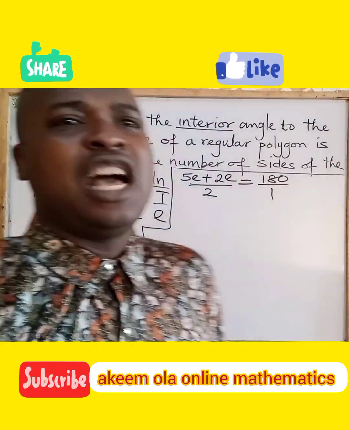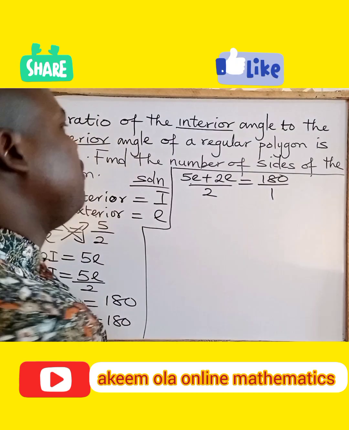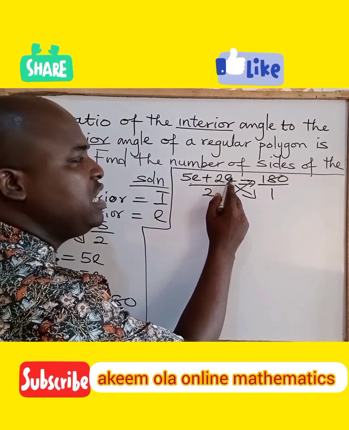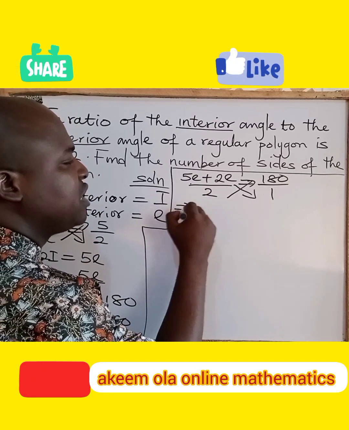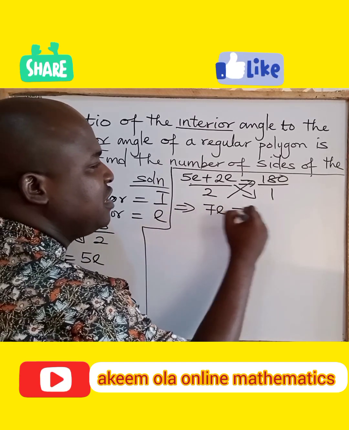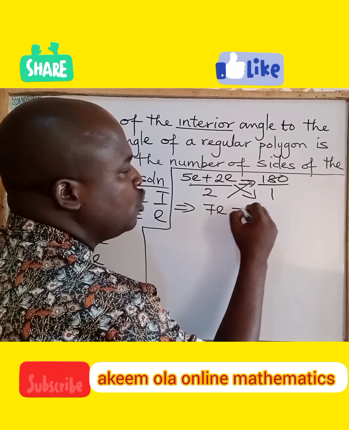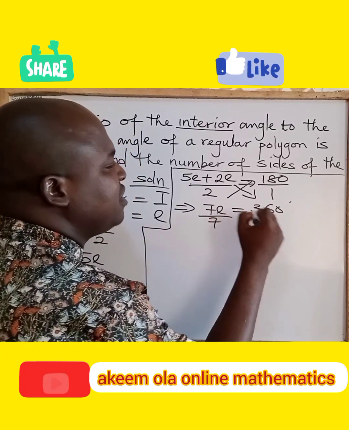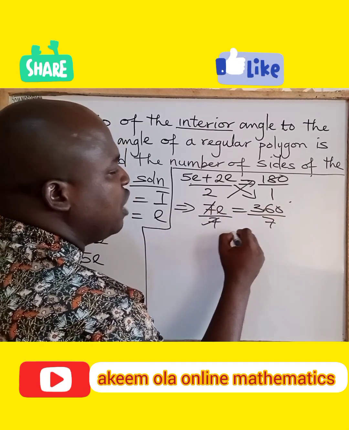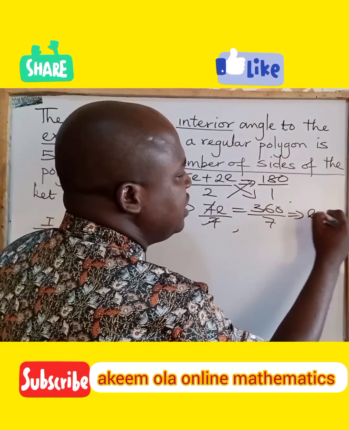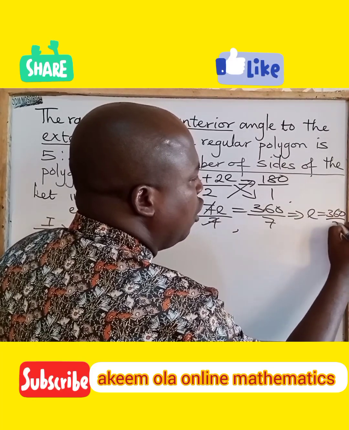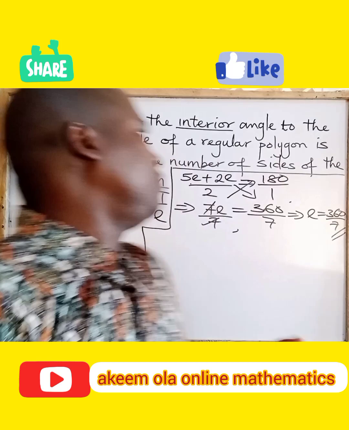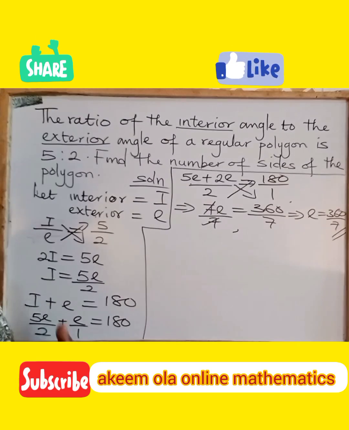From here, we can cross multiply. So we are going to have 5E plus 2E, that will give us 7E is equal to 2 times 180, which is 360. Divide both sides by 7, the 7 will cancel. This implies our E is 360 all over 7. Now we can consider what we are asked to find.